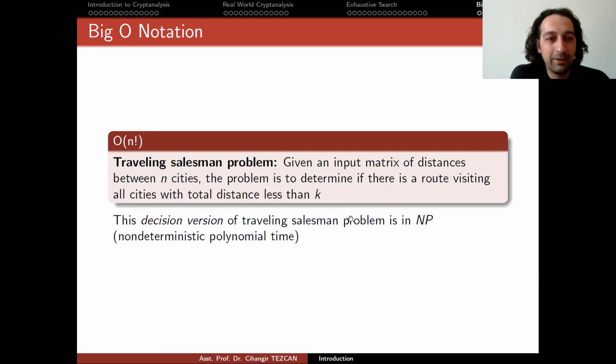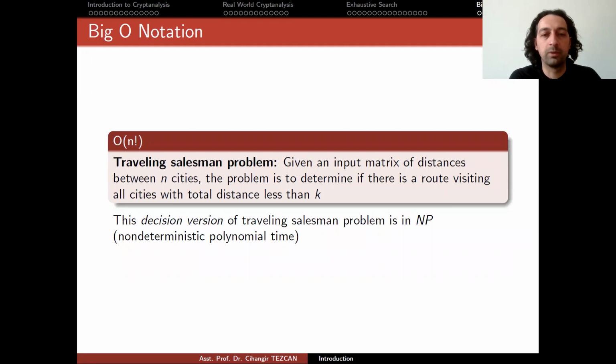So let's look at O(n factorial). An example is the Traveling Salesman problem. Given an input matrix of distances between n cities, the problem is to determine if there is a route visiting all cities with total distance less than k. So this problem is somewhat hard. This decision version of the Traveling Salesman problem is in NP, non-deterministic polynomial time. This means that you cannot solve every instance of this problem in polynomial time. So this is a huge open problem. People are still trying to prove whether NP is different from P or NP equals P.